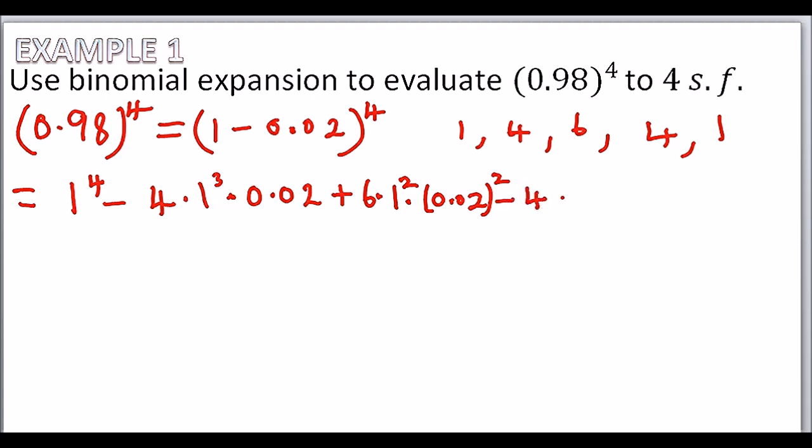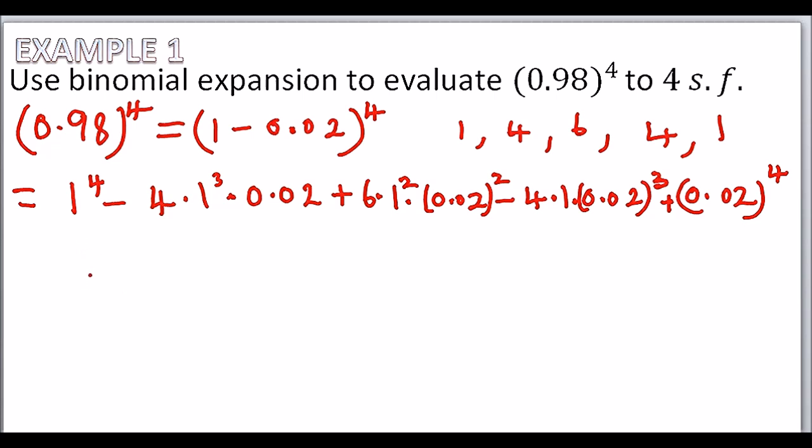We have 4 multiplied by 1 multiplied by (0.02) cubed, then plus (0.02) to power 4. So from there we can work it out.